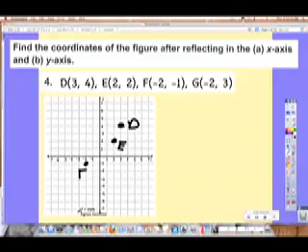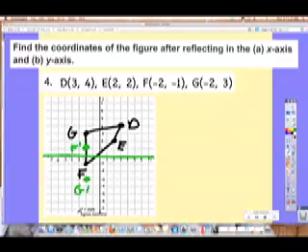Alright, so letter A, I always draw my graph so I don't do this backwards. So letter A asks for the x-axis. Here's our x-axis. So we've got to reflect, thinking of that as our mirror. So F's on this side, 1 away, so let's go on the other side, 1 away. G's on this side, 3 away, so go on this side, 1, 2, 3 away. E's 2 away, so 2 away right here. D, how far? 1, 2, 3, 4 away.